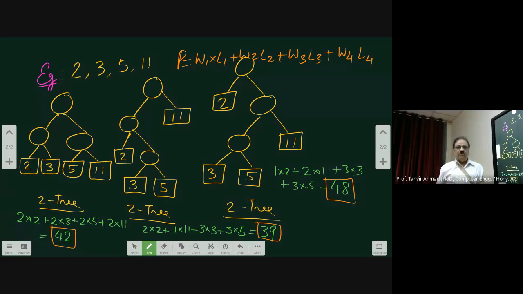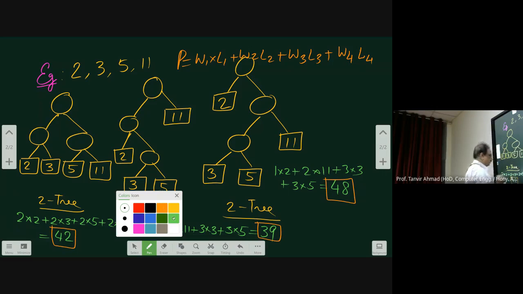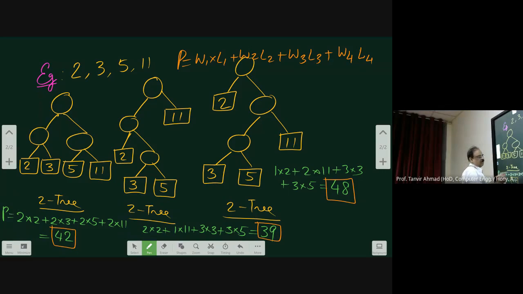And if I'm going to calculate for all, it is Wn into L, where W1 is the weight of that external node and L1 is the path length to that node. And therefore, this is the formula which I am finding. Therefore, in that case, I am going to get P is equal to this much.